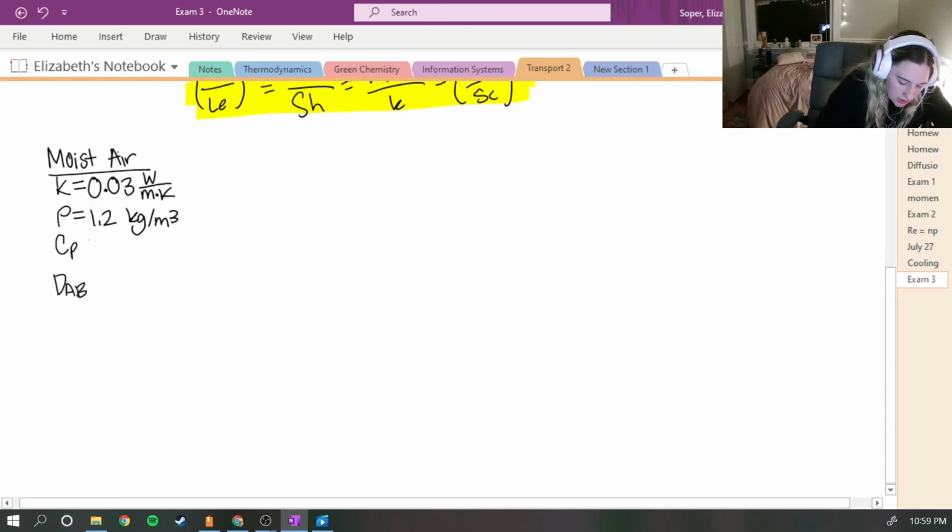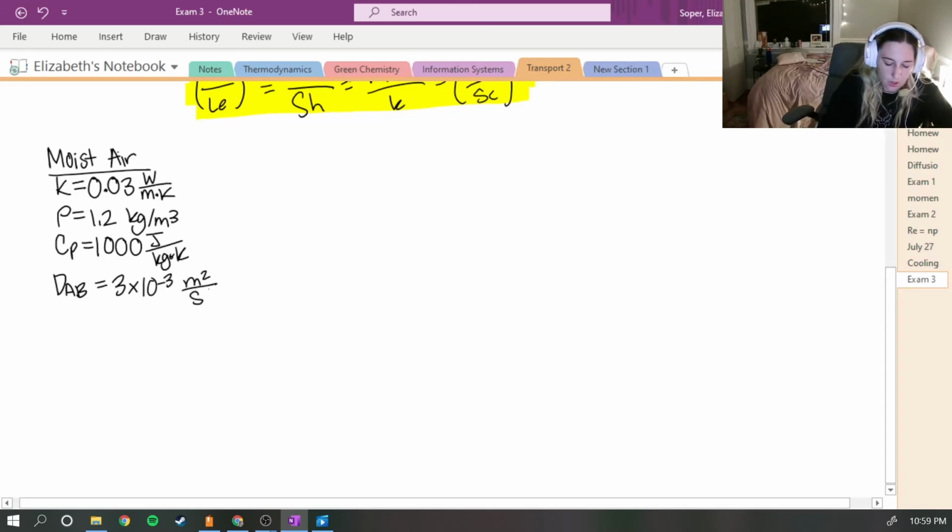The specific heat capacity is going to be equal to 1,000 joules per kilogram Kelvin. And then the mass diffusivity is 3 times 10 to the negative third meters squared per second. Those are just values that I memorized, but we'll use those later.